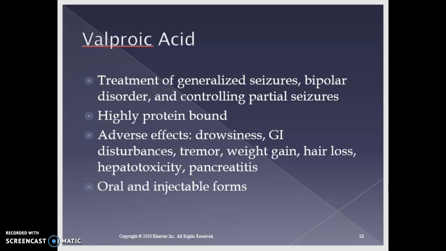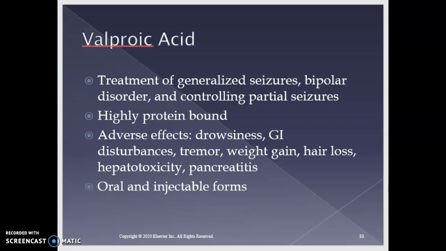When we use this drug, we'll see adverse effects that include drowsiness, GI disturbance, a prolonged bleeding time. We may see a tremor, weight gain, hair loss, a rash, pruritus, a condition called erythema multiforme. We can also get fatal hepatotoxicity or pancreatitis, so it's always used with caution. It comes in oral and injectable forms.